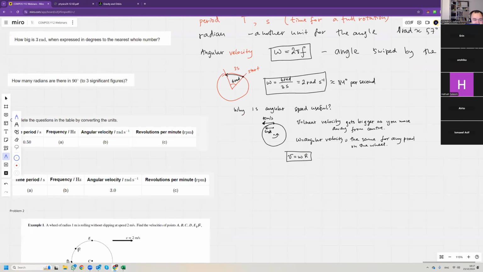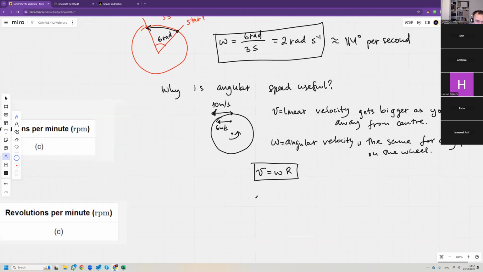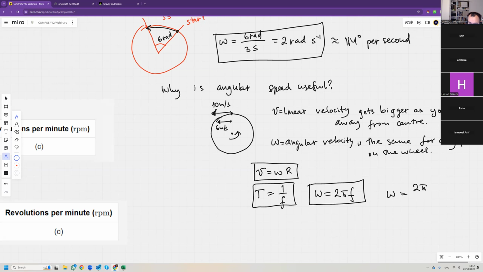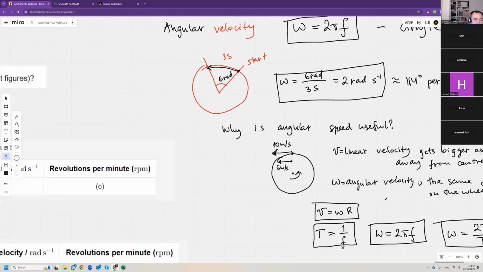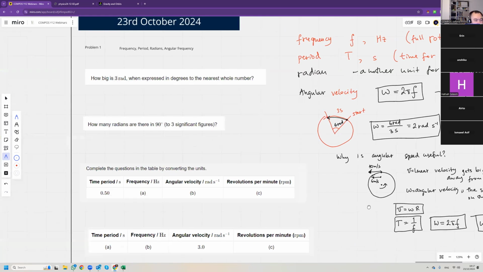So the other formulas that you need to know is that the time period is 1 divided by frequency. You probably know this from waves. Then you have the angular velocity is 2 pi f. Also, this is 2 pi divided by T. Very useful formula. And I think that's it for now.